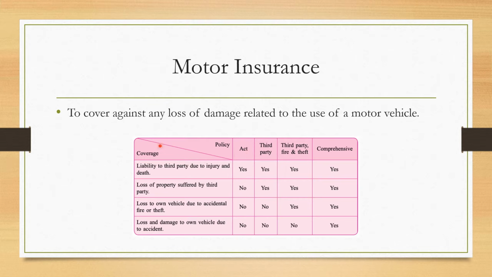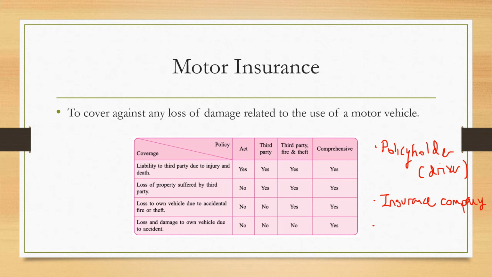Motor insurance. Now, motor insurance is to cover against any loss or damage related to the use of a motor vehicle. Right. So when we talk about motor insurance, usually it will involve three particular parties. The first party will be the policyholder. Policyholder also could mean the driver of the vehicle itself. The second party would be the insurance company, as well as the third party will be any other individuals that are affected by the driver, excluding the passenger themselves.